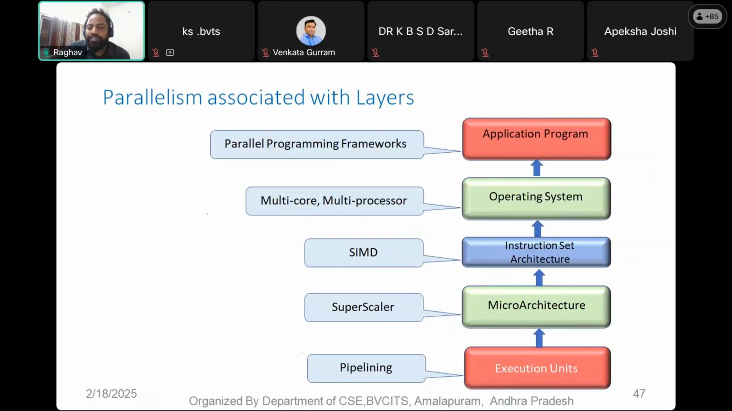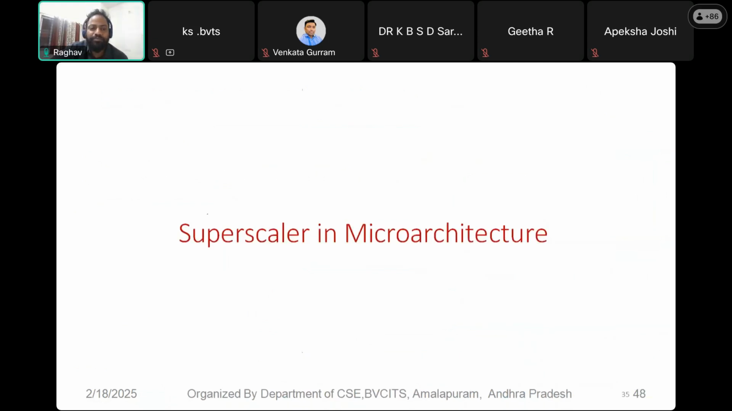What we see in this is an application being deployed supporting multi-core and multiprocessor. This, supported by the hardware, can have an instruction set supporting SIMD or MIMD. Now, as for the instruction set architecture, which is further executed at the execution level, we can see pipelining of instructions happening at the execution units.